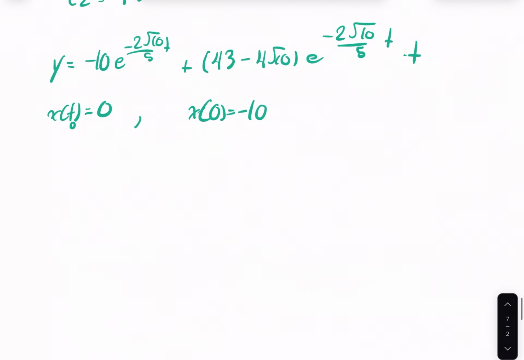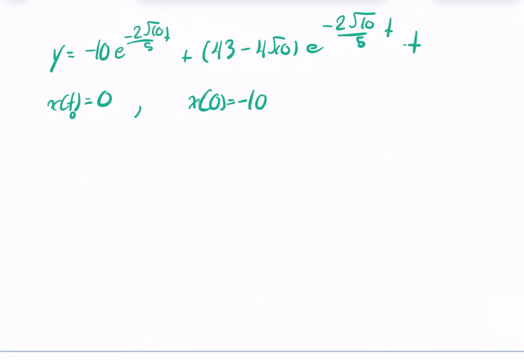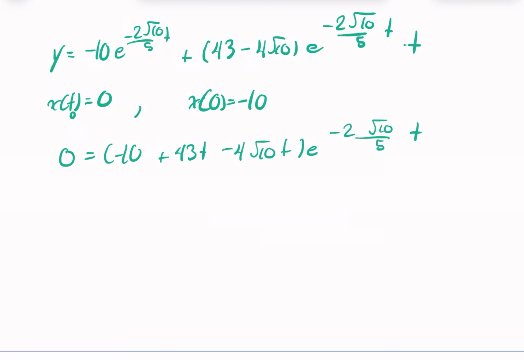So we're measuring the distance from the equilibrium position. When it's at the equilibrium position, then it's 0 away from the equilibrium position. And so we're just solving for t at this point. And so if that's the case, then we'll get 0 equals negative 10 plus 43t minus 4 root 10 t e to the negative 2 root 10 over 5t.